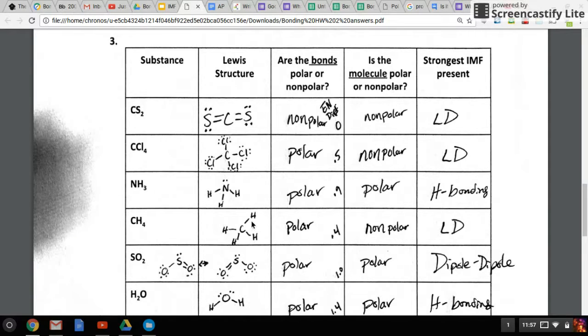But because of the tetrahedral arrangement of these atoms, we end up with a non-polar molecule. It is symmetrical, so the dipoles cancel out. And so we only have London dispersion forces between molecules of methane.